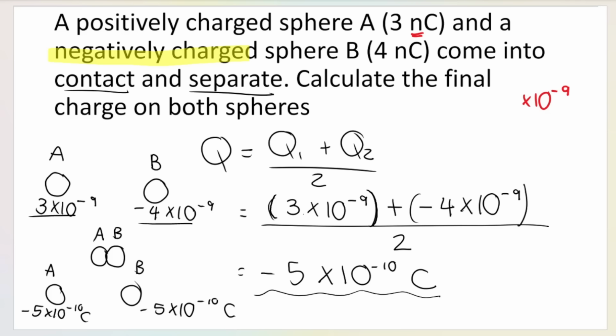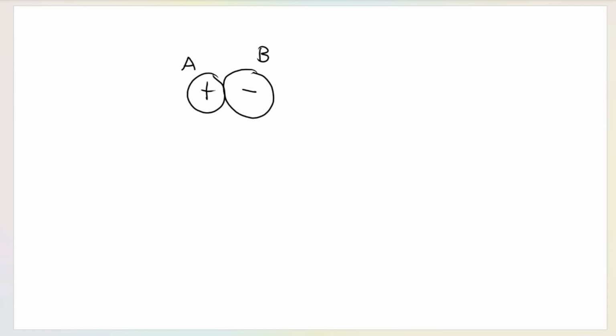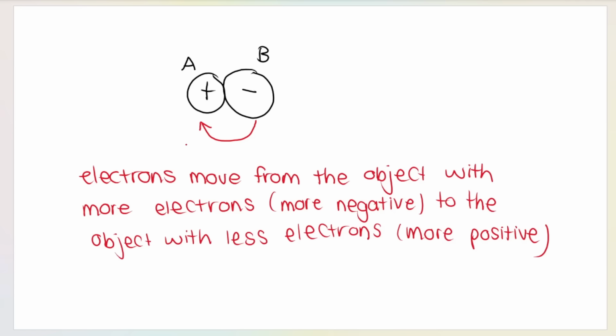And another thing that I want you to take note of is which way the electrons move when they are touching. So remember, the reason they both end up with the same final charge is because when they touch, electrons move. Now, which way do you think electrons will move? How electrons move should make sense. They move from the more negative object to the less negative object. So the one with more electrons to the one with less electrons. So electrons move. That's it.